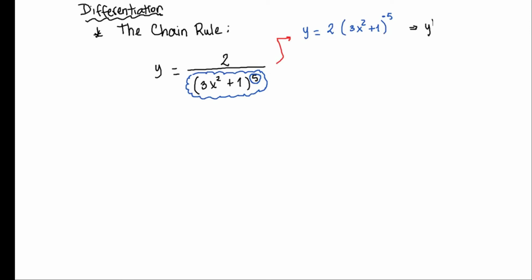k times n times u to the n minus 1. That is a number, 2, which is going to represent the letter k. And then we have to multiply all of that times u prime. I'm going to explain all of this anyway.